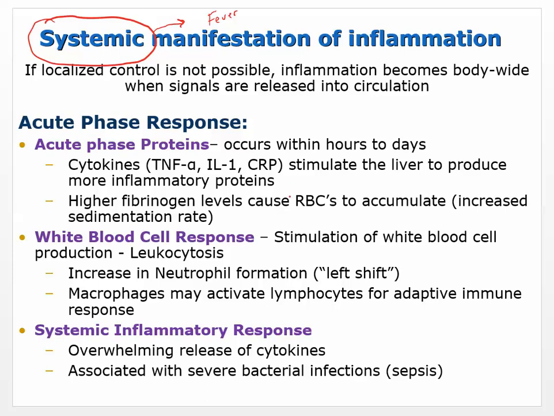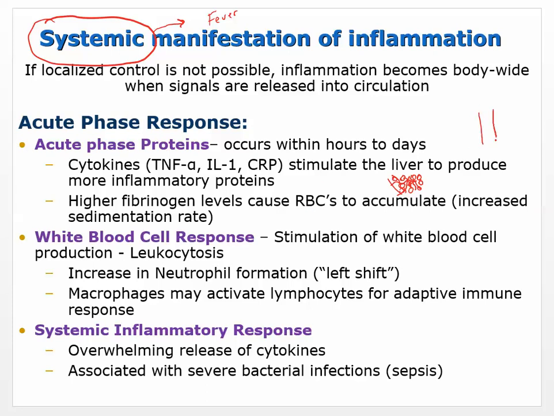So higher fibrinogen. I know we haven't talked about fibrinogen yet, but that is associated with clotting. Fibrin forms the mesh and traps platelets and red blood cells, and that's what really causes clotting. Okay, and so higher fibrinogen levels, that's made by the liver, and that's going to increase sedimentation rate.